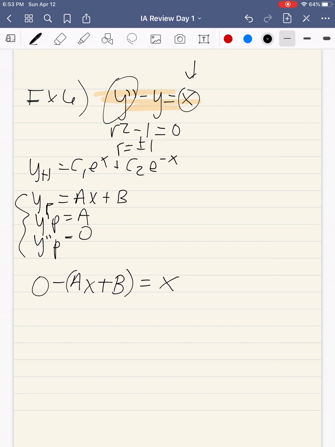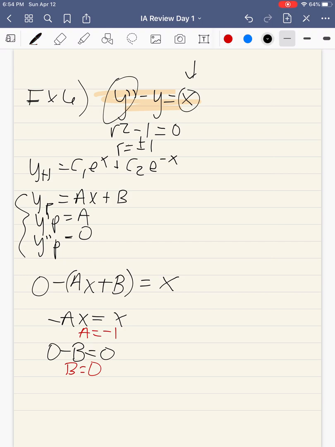And here, again, we have that phenomenon where we want to match up what is the same. The only term on the left-hand side that has an x is this negative a. So we have negative a x is equal to x. And then all of my constants are going to be paired up. So 0 minus b is equal to 0. That means a is going to be equal to negative 1. So if I solve for a here, I get negative 1. And if I solve for b, I'm going to get 0.